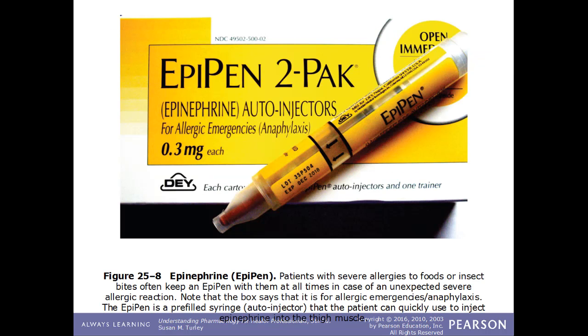Alright, in this image we have an example of an EpiPen. Again, it looks similar to a normal pen that you would write with. It has a dose of epinephrine inside it. So those people who have severe allergies, whether it be to insect stings or peanuts or shellfish, any severe allergy, need to carry something like this with them at all times.